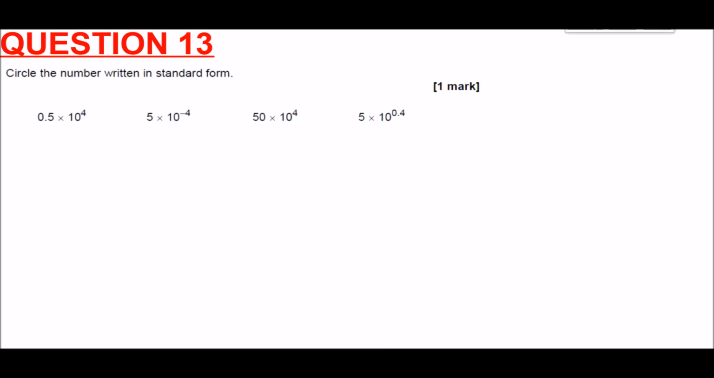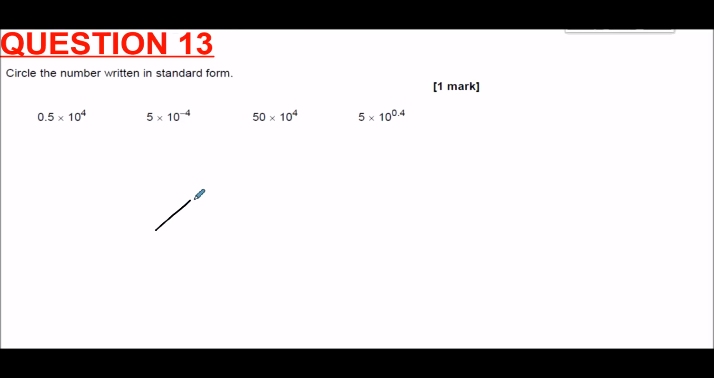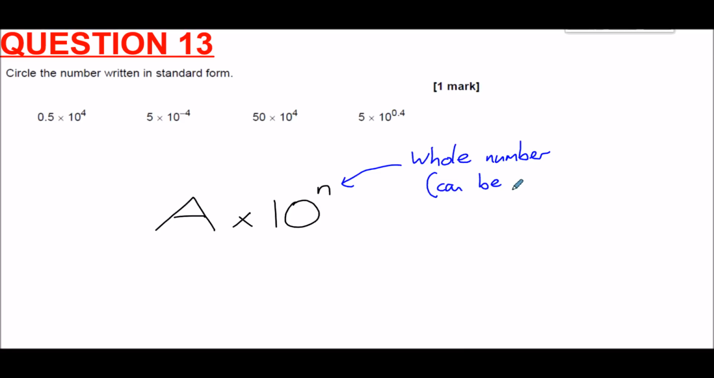Question 13. We need to be circling the number which has been written in standard form. Now, a number in standard form will always look the same way. Just to refresh your memories, a number in standard form will look like a times 10 to the power n, and n is an integer. What that means is n is a whole number that can be negative. So -1, -2, 1, 2, 3, 4.